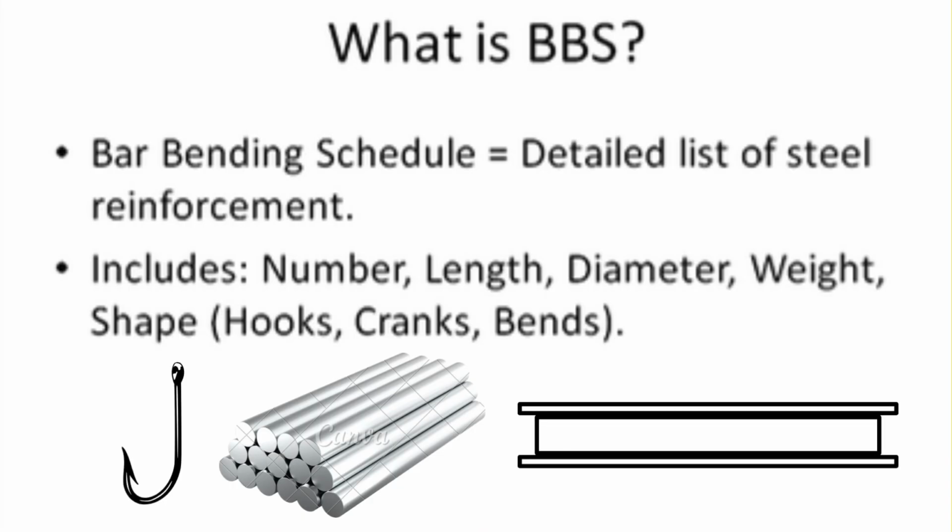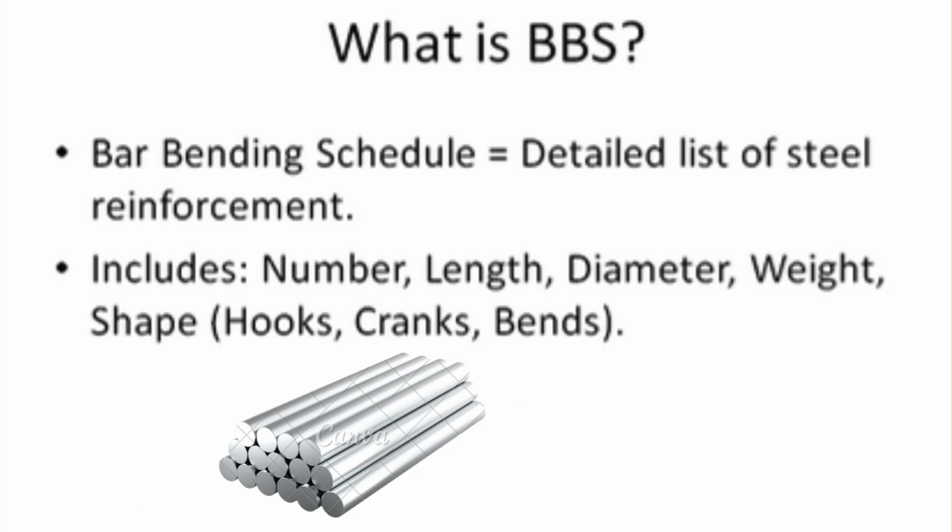Section 1. What is BBS? First of all, what is BBS? BBS stands for bar bending schedule. It is a detailed list that shows the number, type, size, length, and bending shape of steel bars required for construction. In simple words, BBS helps us know how much steel is required, where it should be placed, and how it should be bent and cut. This makes construction more accurate, saves time, and reduces wastage.